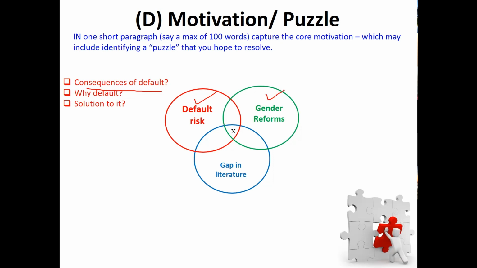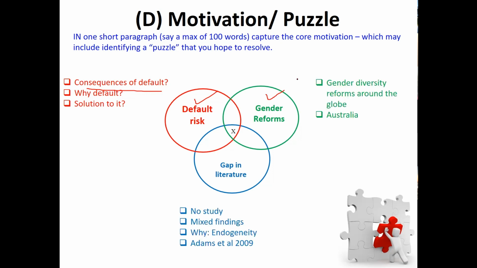So firms are required to have more females on the board. You can see from here, the real-world phenomenon part is ticked in the motivation section, and then the gap in the literature: no one has done any study on boardroom gender diversity and default risk in any market. Based on my literature search, no one linked these two variables together. So that was an obvious gap in the literature.